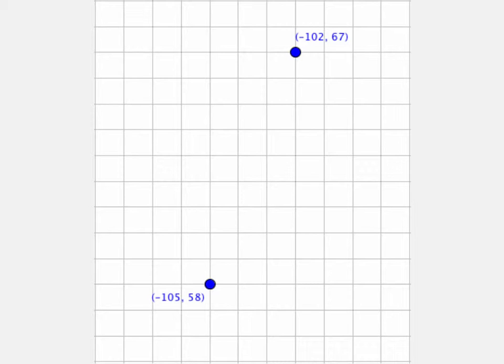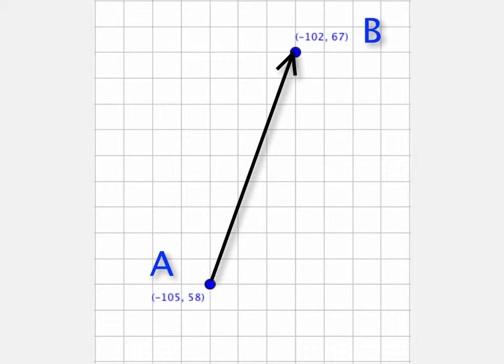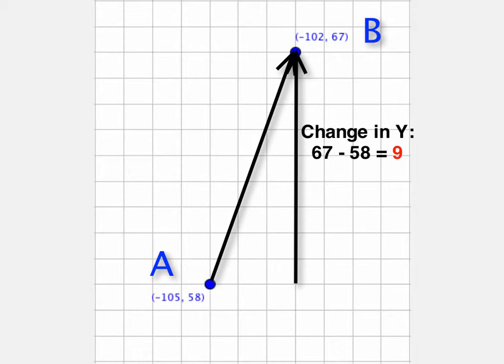All right, anyway, let's label -105, 58 point A and -102, 67 point B. First things first, let's find the slope. All right, let's start by going from point A to point B. So our change in the y values is going to be 67 minus 58, or 9. Our change in the x values is going to be -102 minus -105, which ends up being 3.